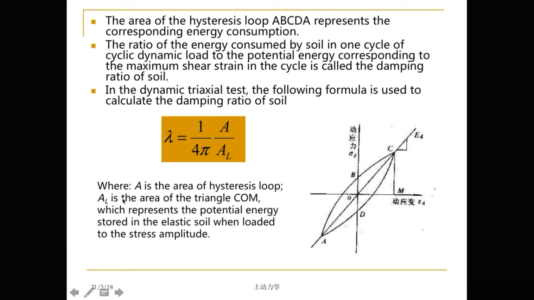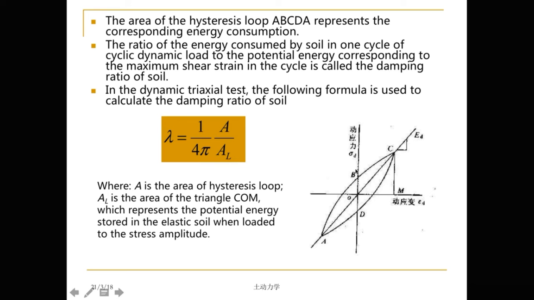and what is L. L is the area of the triangle COM, which represents the potential energy stored in the elastic soil when loaded to the stress amplitude. It is elastic potential energy. This area.